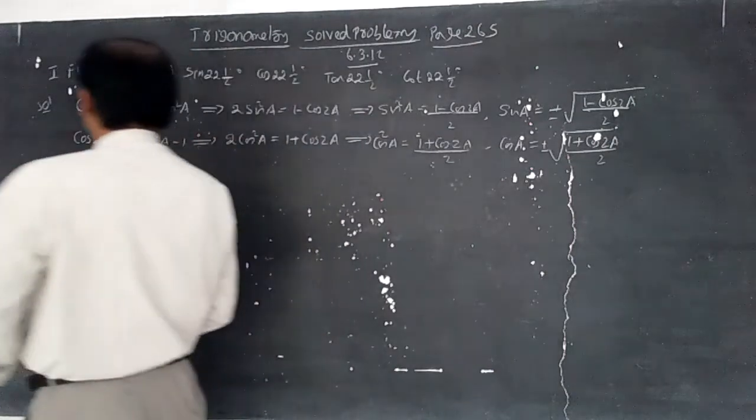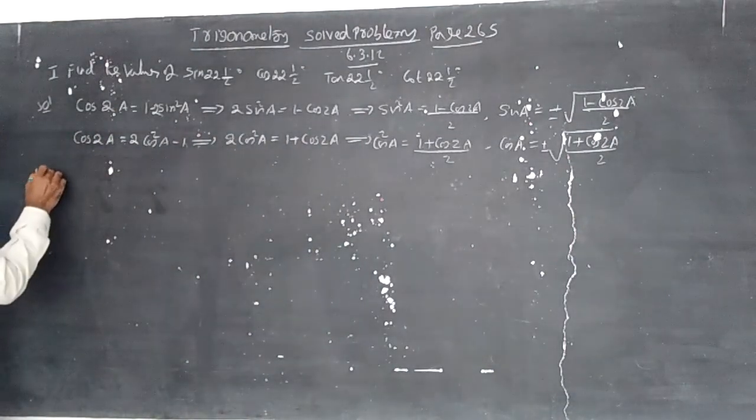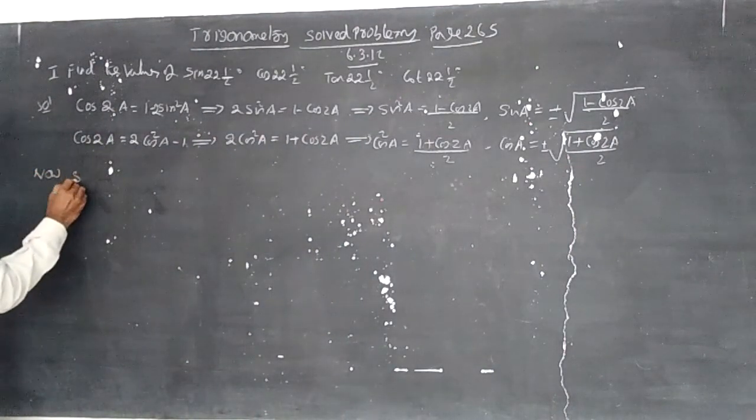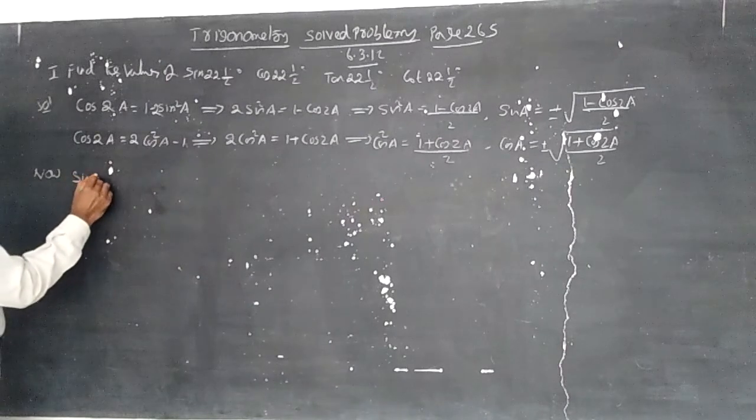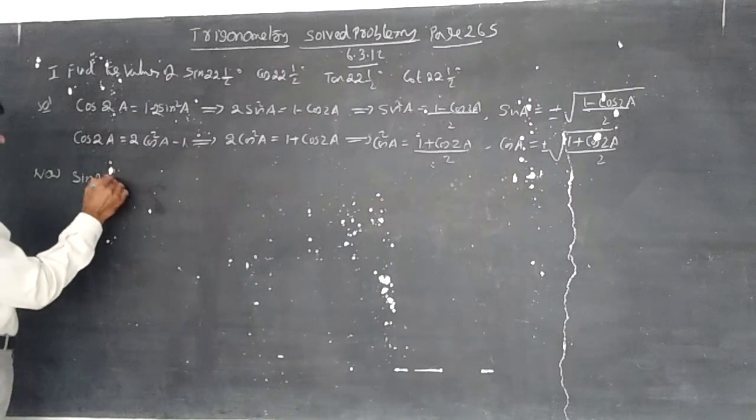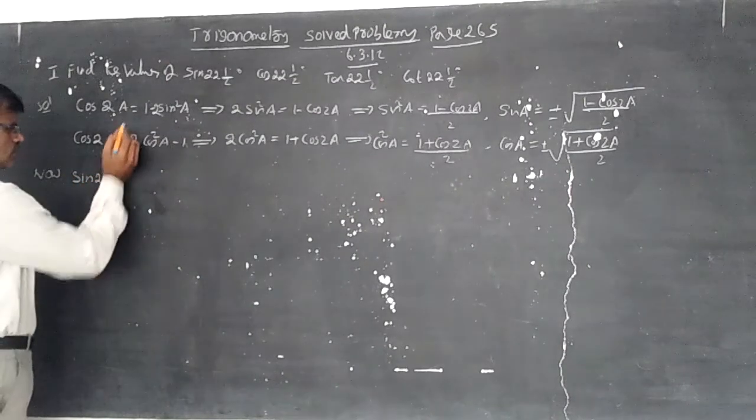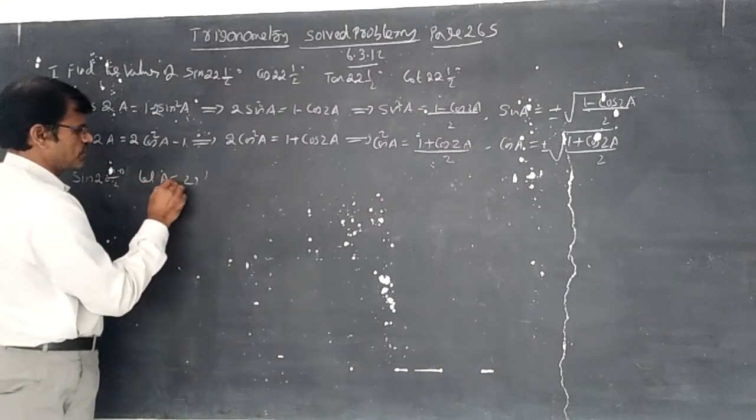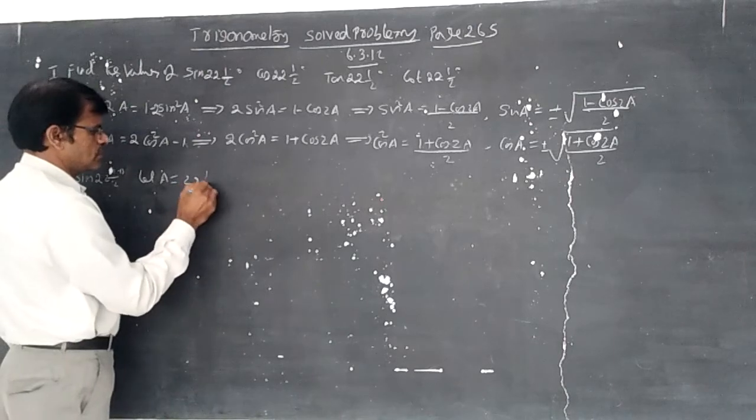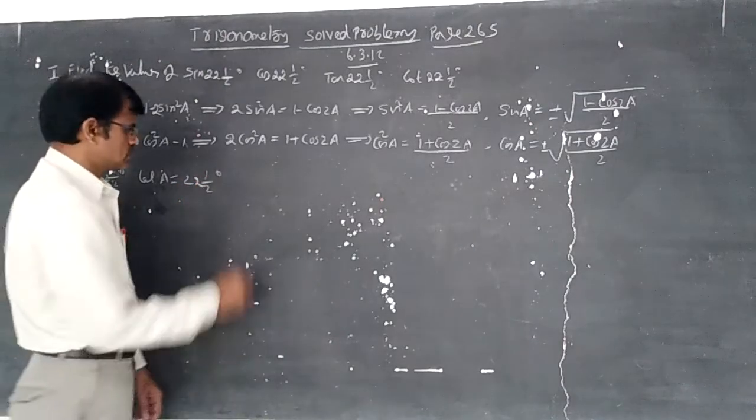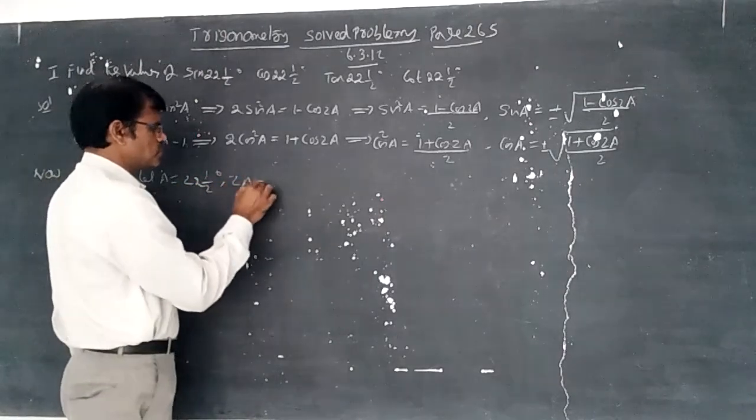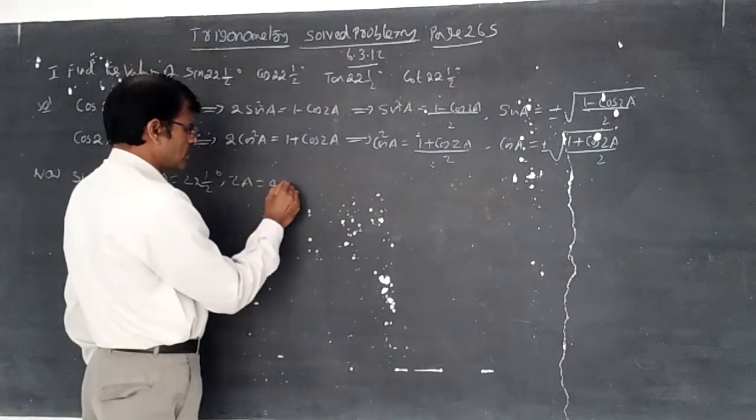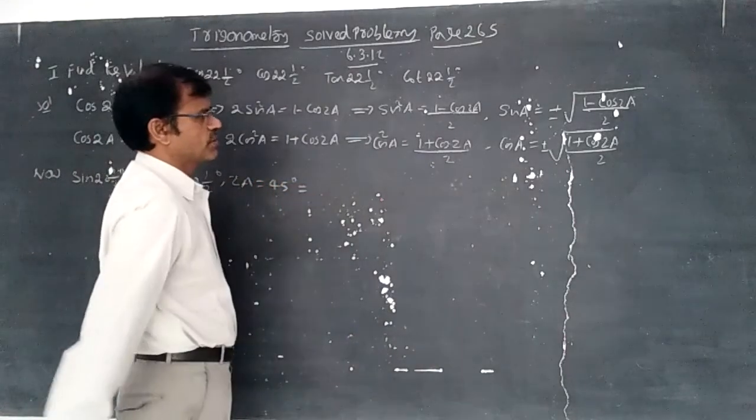Now, let us calculate sin 22 and half. Let here a is equal to 22 and half degrees. That implies 2a becomes 22 and half into 2, that is 45 degrees.